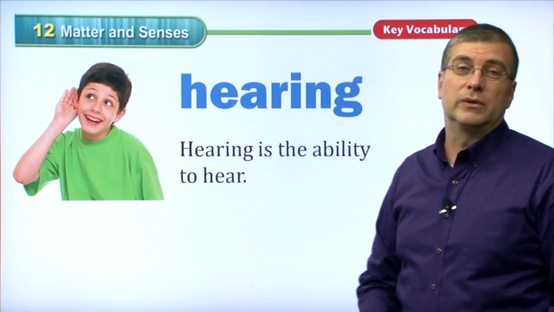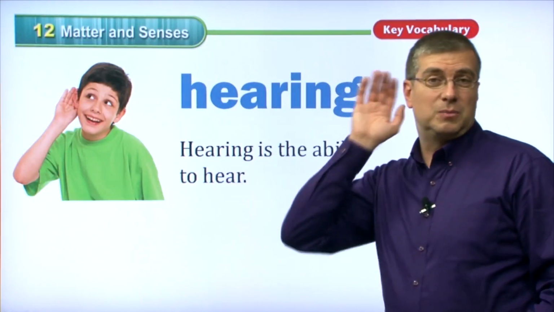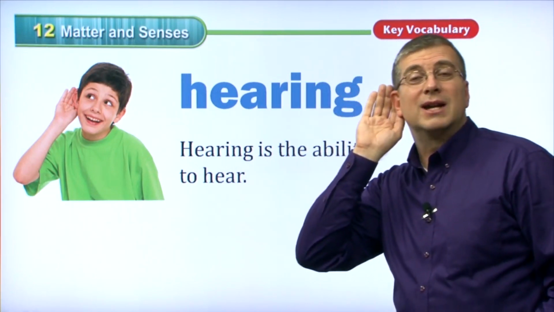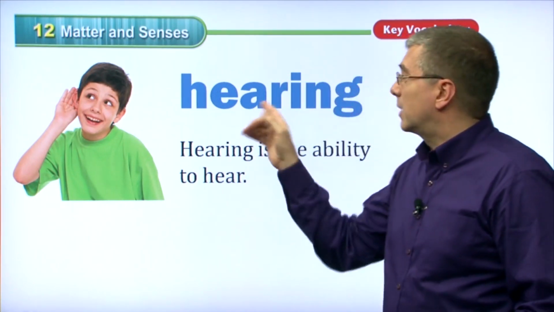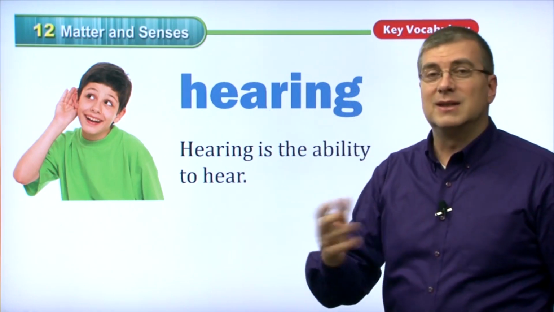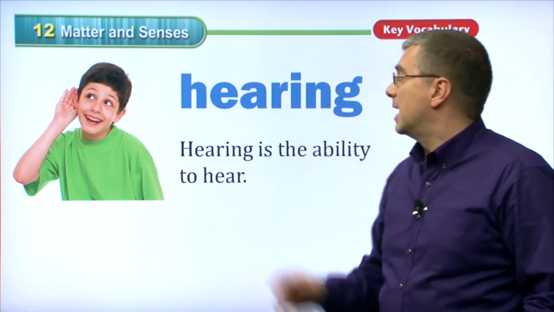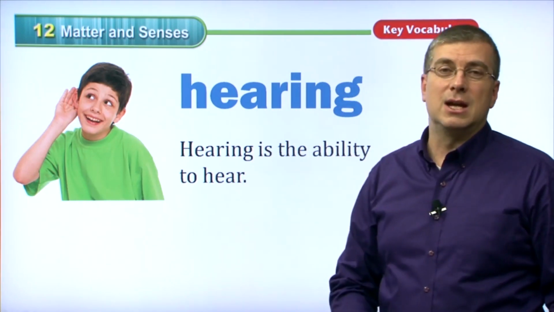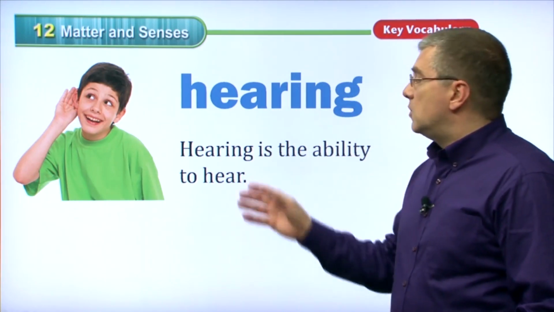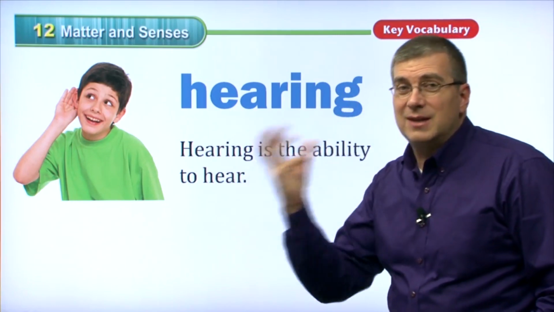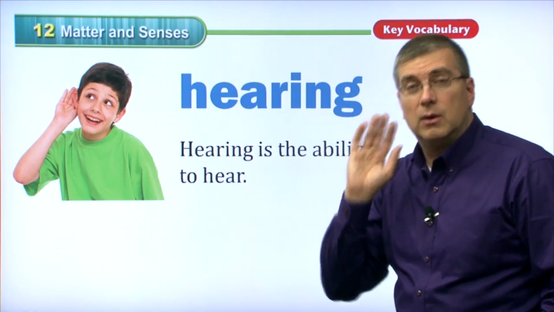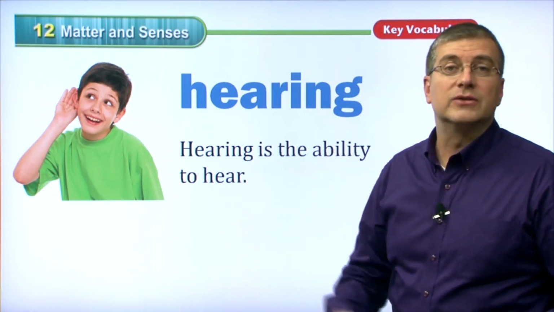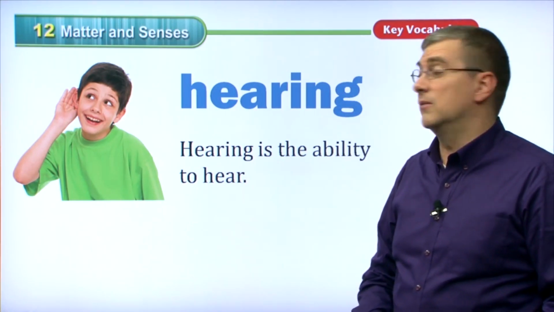Our first sense that we'll talk about is hearing. We saw this picture of the boy, right? He's listening. He's trying to hear something. So hearing is a sense. Listening is a verb, to listen. Hearing is a sense. Hearing is the ability to hear. So if you can hear something, if you can detect sound, you can hear it, okay? And we use hearing to figure out or to learn about things around us, to learn about our environment.